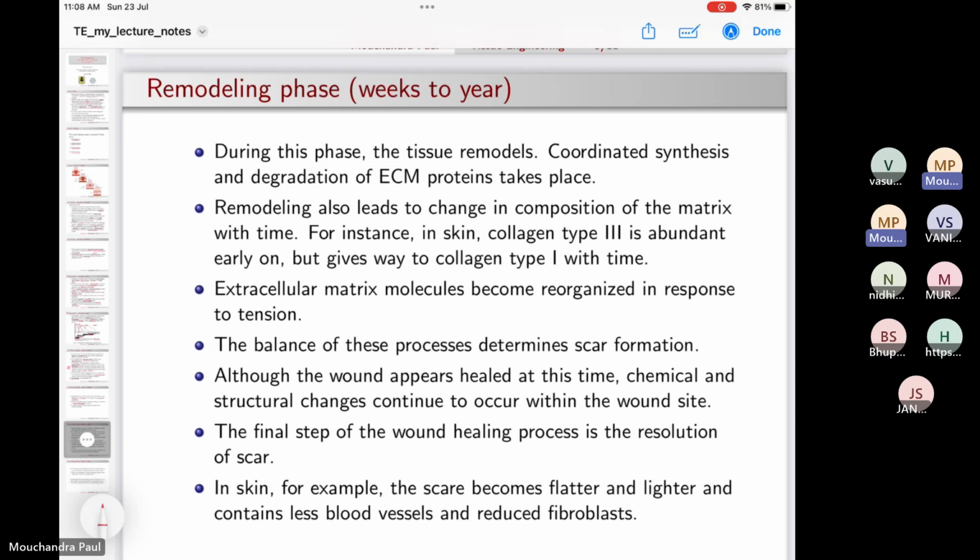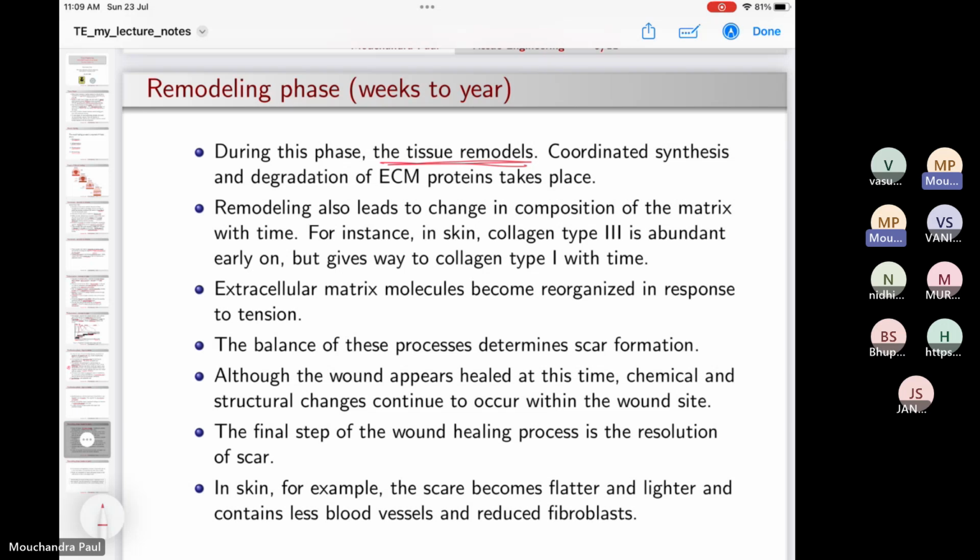During this phase, the tissue remodels. There is a coordinated synthesis and degradation of ECM proteins that takes place. Remodeling means whatever response has happened, it has happened in order to contain that area, in order to protect that area, in order to cover that area fully.